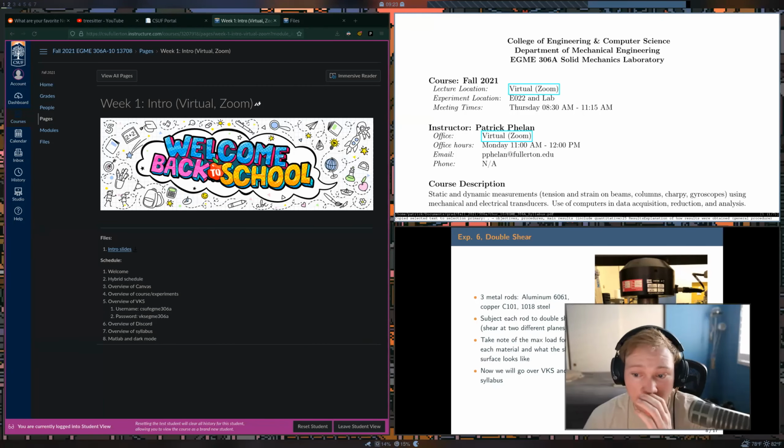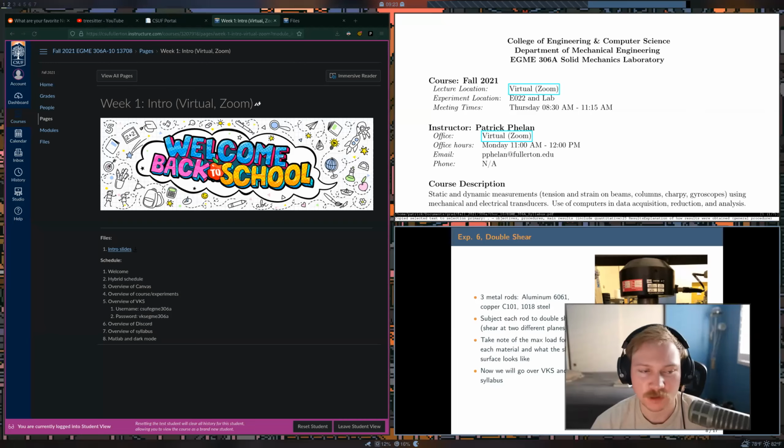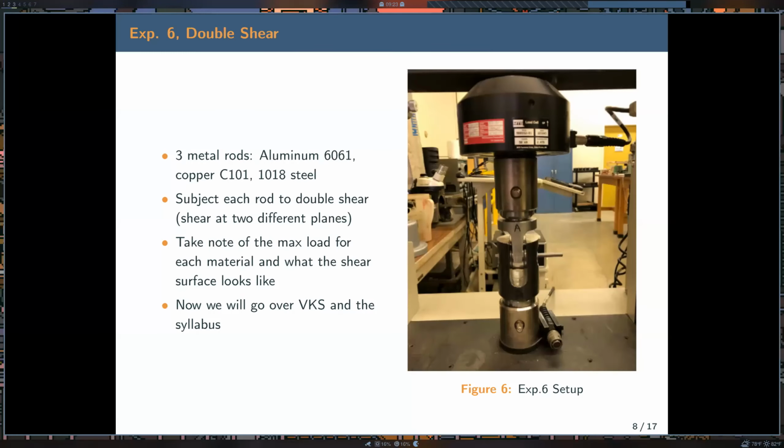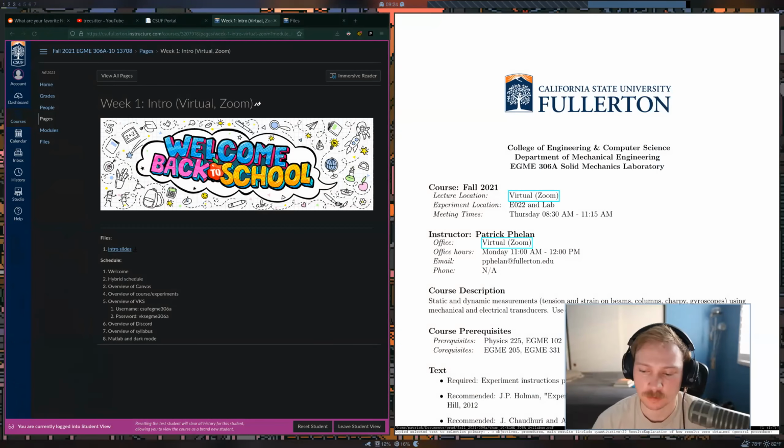Alright, the last thing then is going to be MATLAB in dark mode. This will be real quick, okay? I'm doing this just because I know people love dark mode, right? I love dark mode.